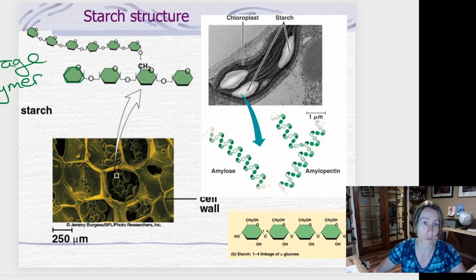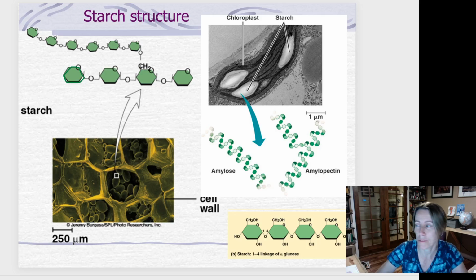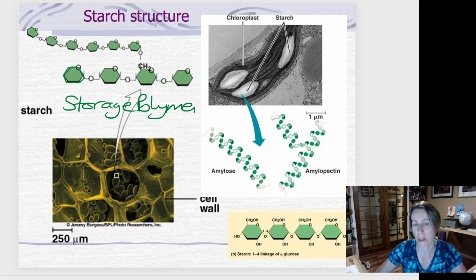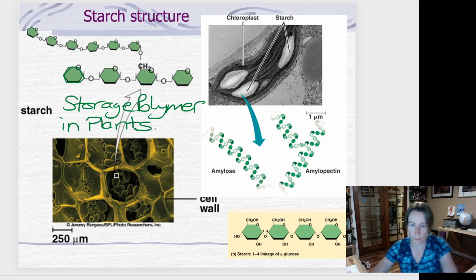And this is the process called photosynthesis that we will get into in Unit 3. I realize I wrote that off the chart, so I'm going to write it here. Sorry. It's a storage polymer for glucose in plants. And it's how plants store their extra glucose.